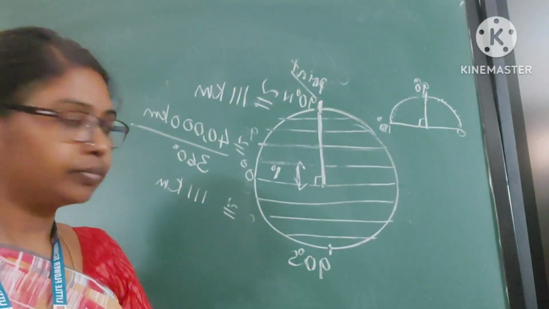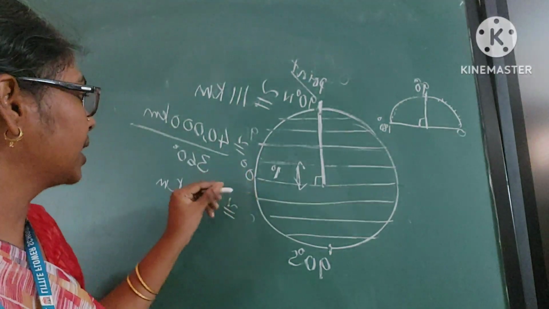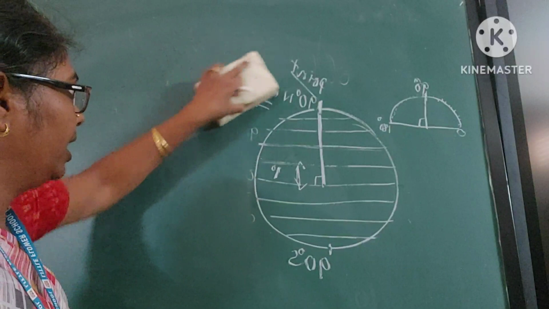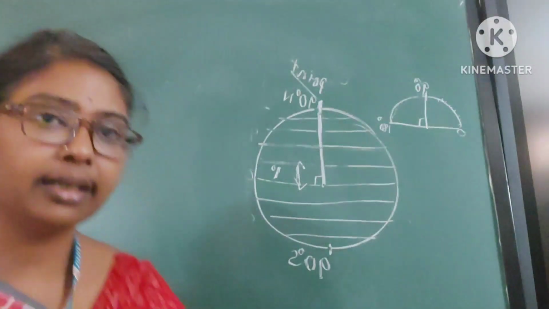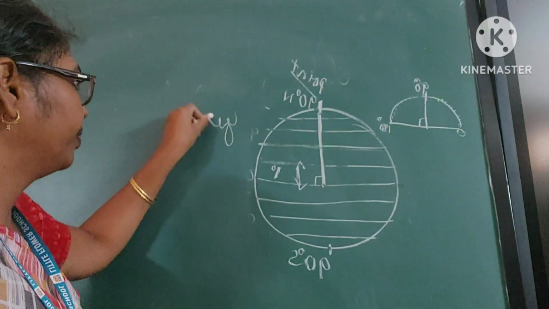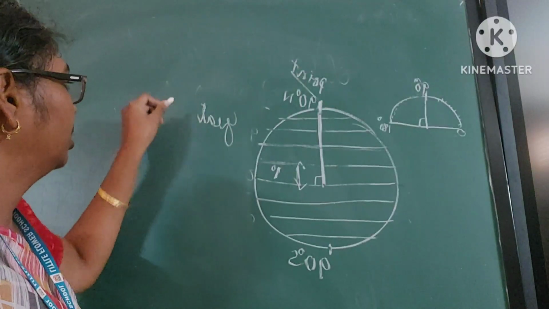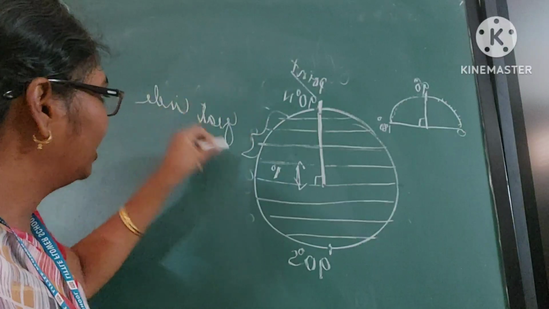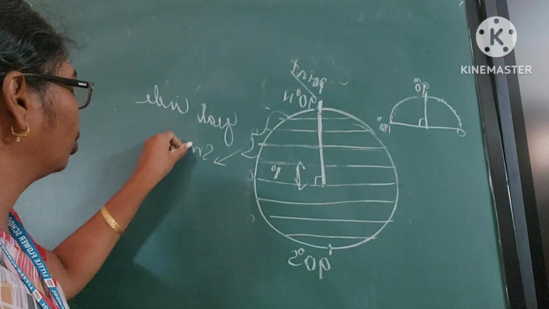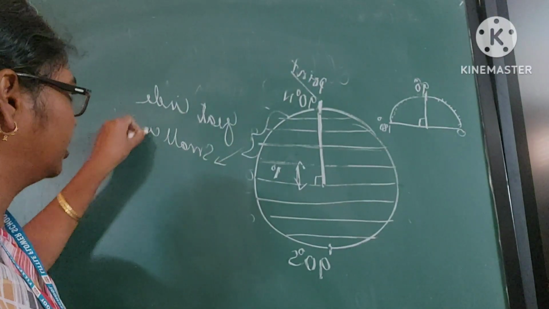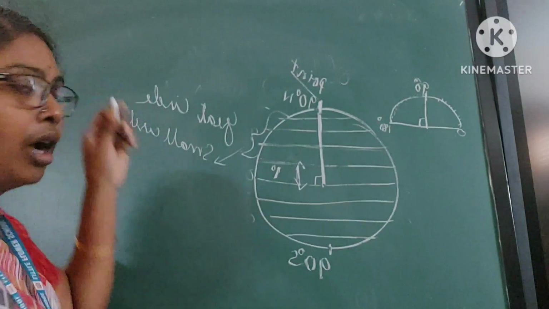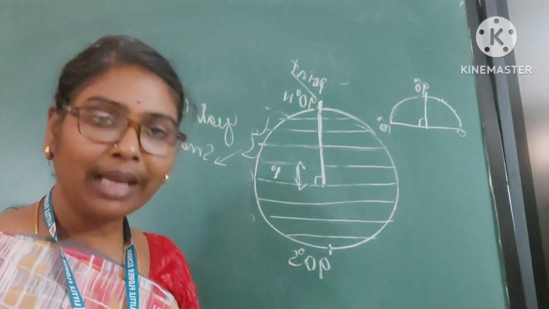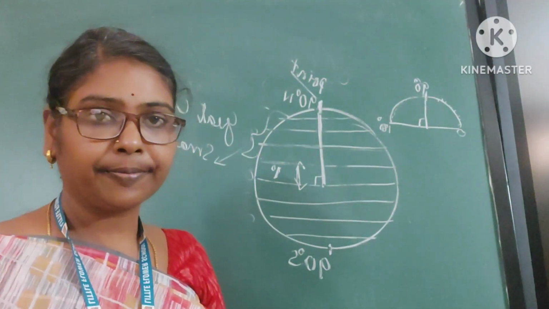So, the equator is considered to be the greatest circle, or great circle, and all the other parallels of latitude are considered to be small circles. Right?